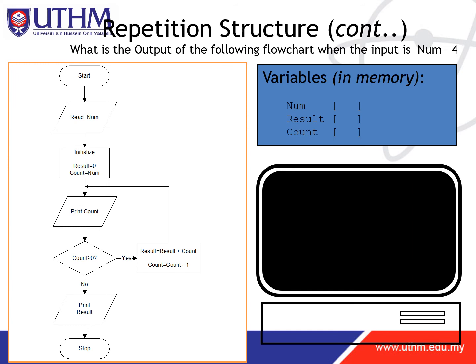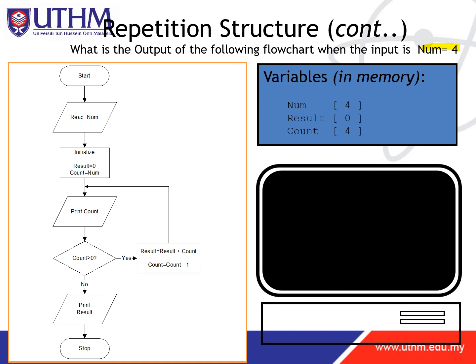So for example, repetition structure. Okay, so what is the output for the following flowchart when the input is 4? Okay, you input the number 4. So let's see now. So first, read the number, which is 4. Okay, so initialize result equal to 0, count equal to number. So what the memory is now is number is 4, result is 0. Okay, and then count is 4 because count is equal to number. Okay, and then print count.